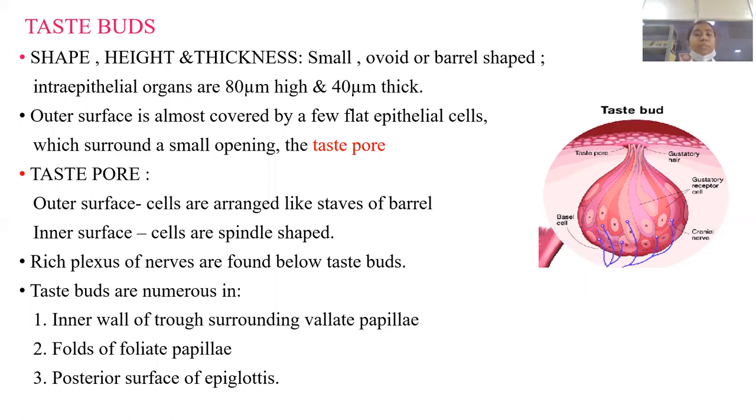Outer surface, inner surface. On the outer surface, the cells are arranged like staves of a barrel, and the inner surface cells are spindle shaped. A rich plexus of nerves is found below the taste buds. Taste buds are numerous in the inner wall of the trough surrounding the vallate papillae, folds of foliate papillae, and the posterior surface of the epiglottis.